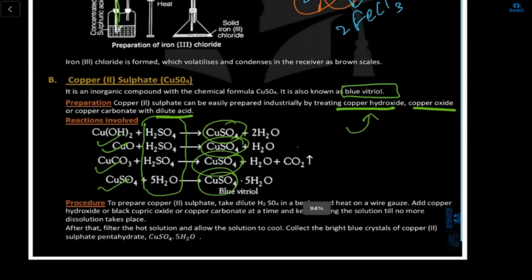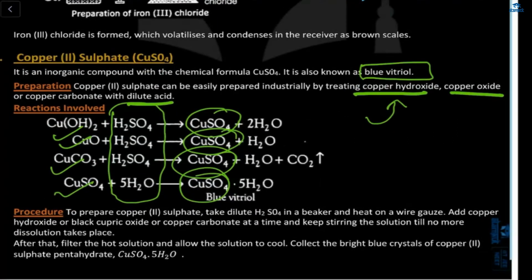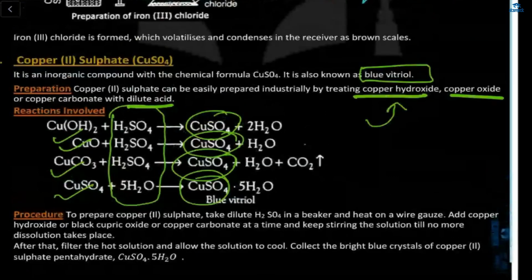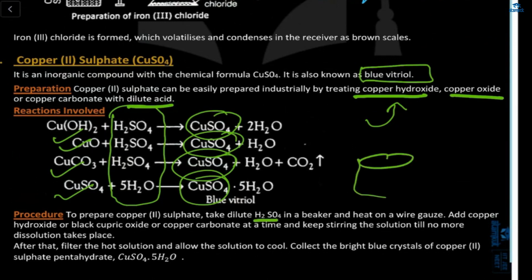Now, what's the procedure for this one? To prepare the copper sulfate, what do we have to take? We have to take the dilute acid, which is H2SO4, in a beaker. Let's say this is a beaker, and inside the beaker there is H2SO4, which is your dilute acid, and heat it on the wire gauze. I'm heating this beaker on a wire gauze.